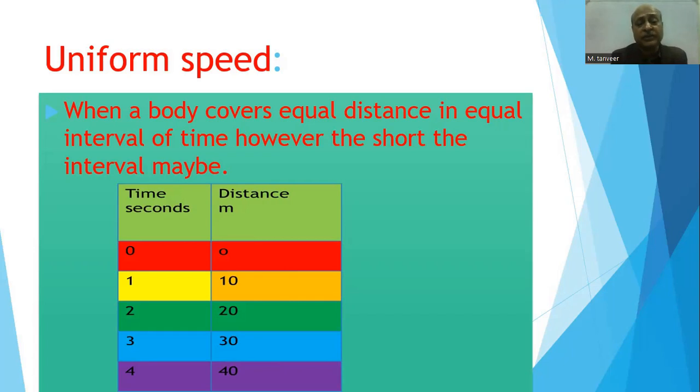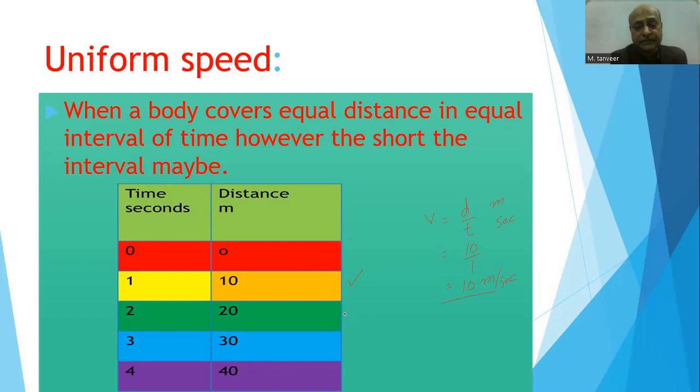So, the formula for speed is V equal to distance divided by time. Suppose we take the first case. The distance traveled by your car is 10 and the time taken is 1. So your speed will be 10. The unit of distance is meter and the unit of time is second, so the unit of speed will be meter per second.